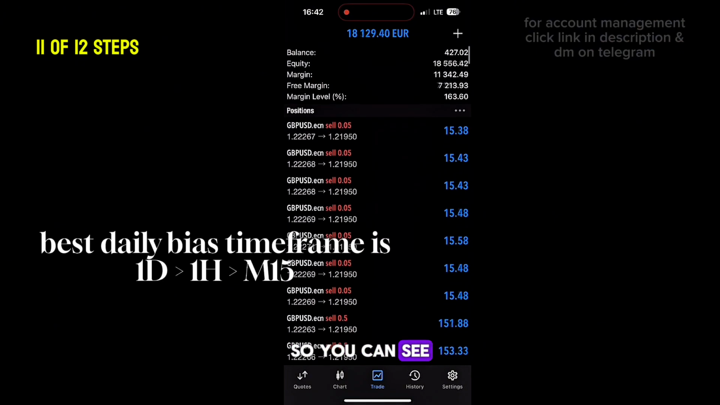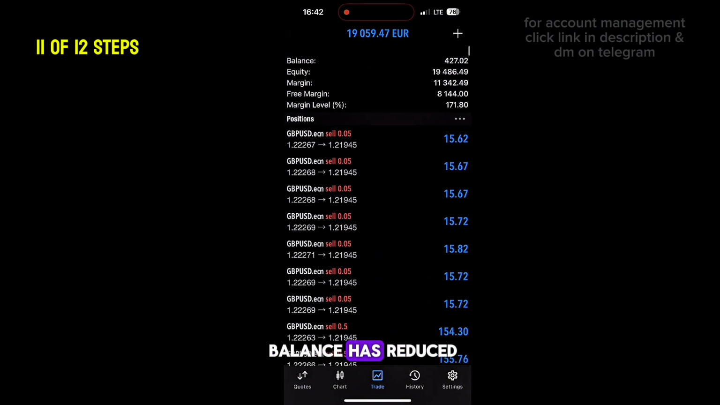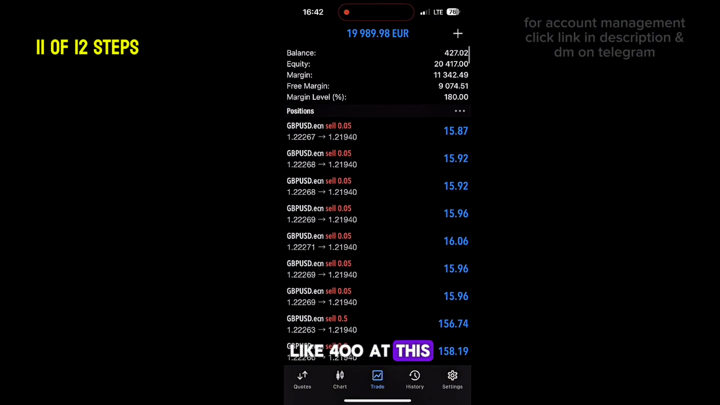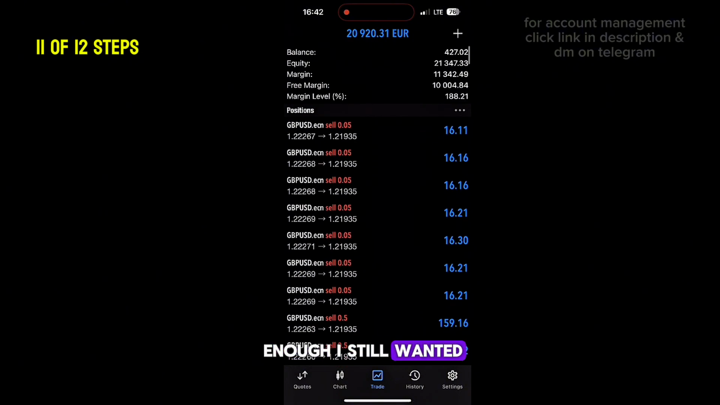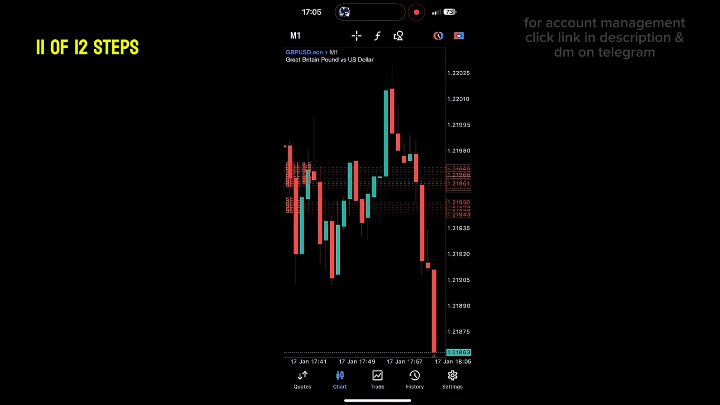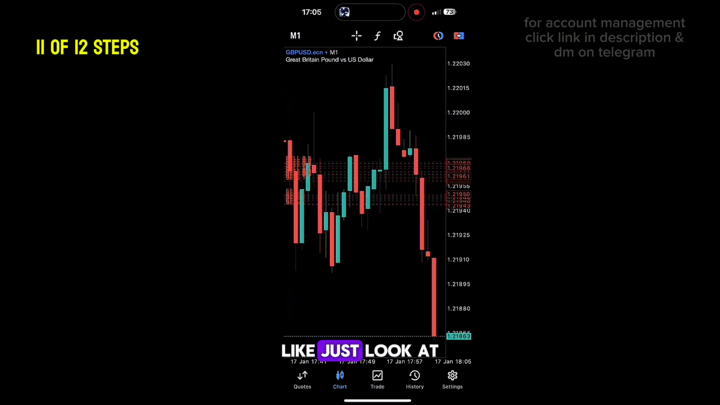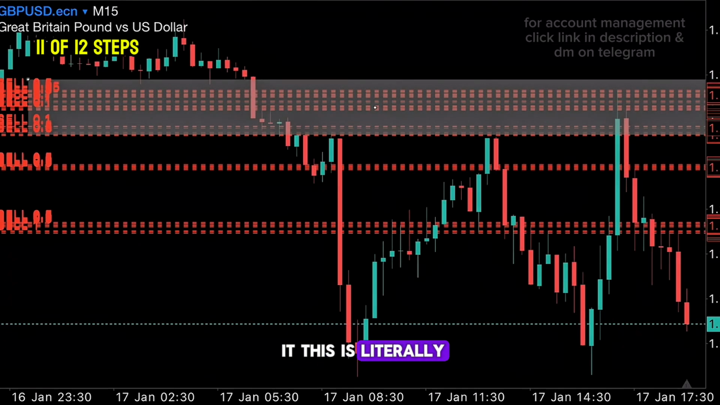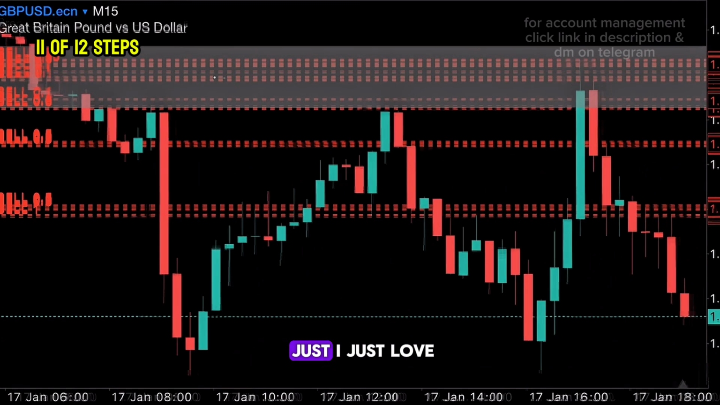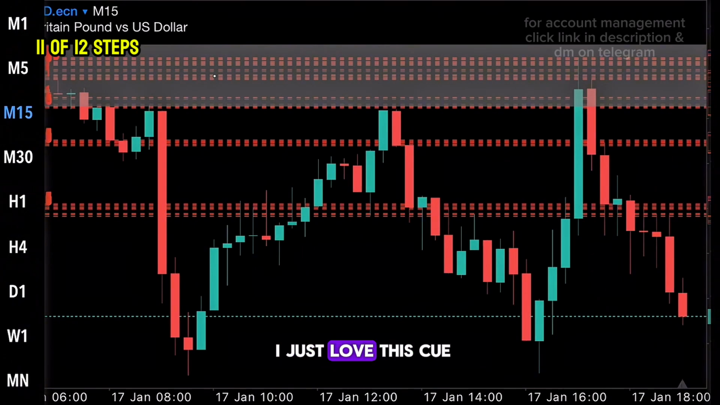So you can see I was selling at that demand zone there. You can see my balance has reduced to like 400 at this moment in time, but this was not enough. I still wanted to, just look at it. This is literally, oh my God, I just love this skill.